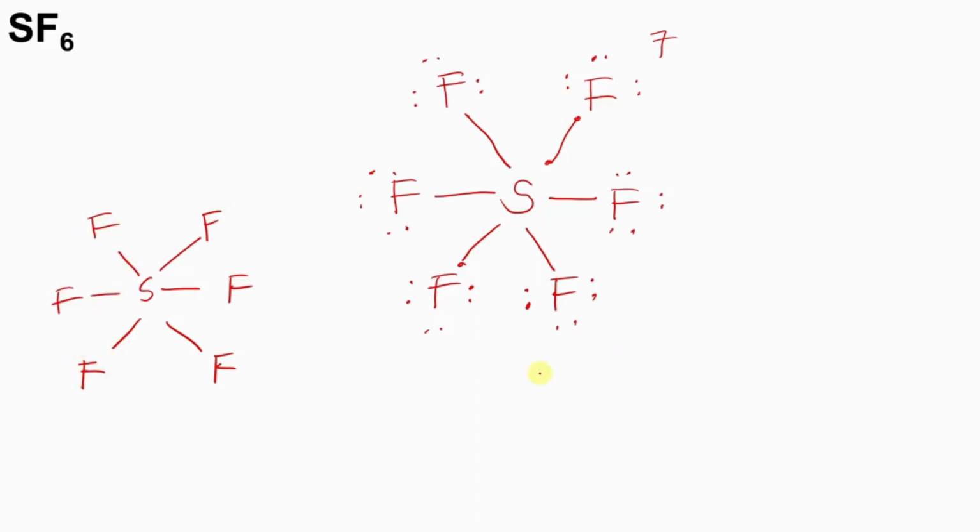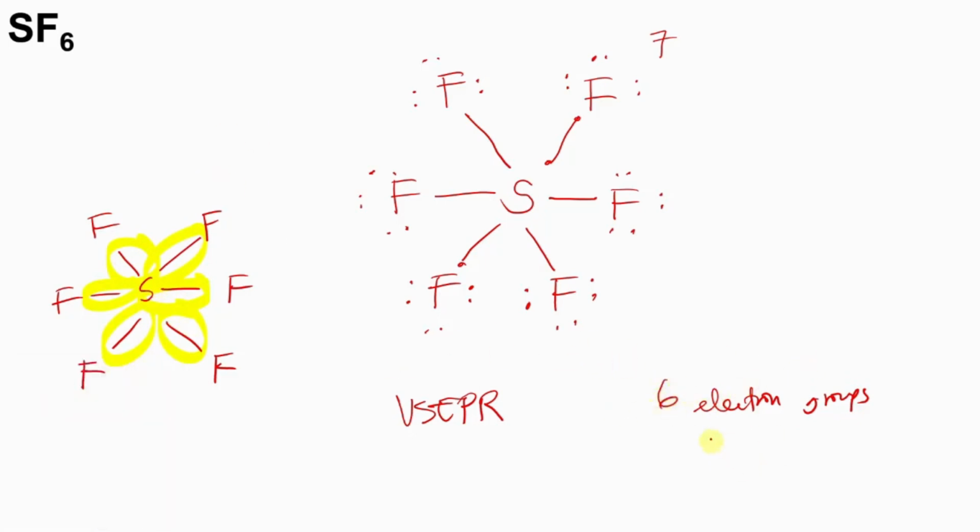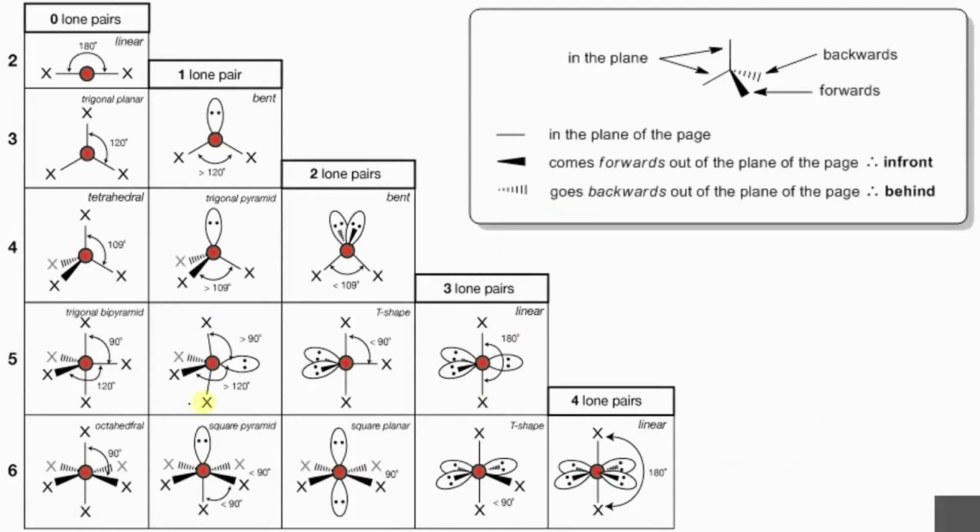Next, you count the number of electron groups. Again, let's draw the VSEPR model. Count the number of electron groups, the areas occupied by the electrons. In this case, we have 1, 2, 3, 4, 5, 6. We have here 6 electron groups. Then do we have any lone pair here? In this case, there is no lone pair, so 0 lone pair. Next, we look at the table. We have 6 electron groups with 0 lone pair. The shape is octahedral.